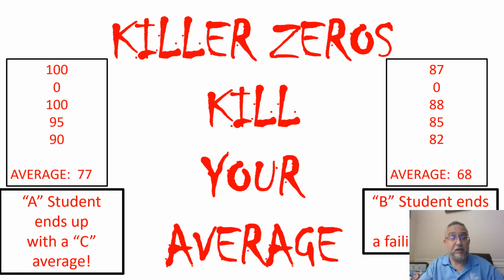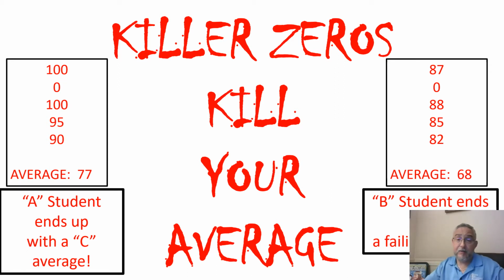You can see this student on the left over here. You can see the effect that that zero has on the student's overall average. As an example, there are 5 grades in there. They have a 100, a 0, 100, a 95, and a 90. Overall, this should be an A student, but because of that zero, that A student wound up with a C.